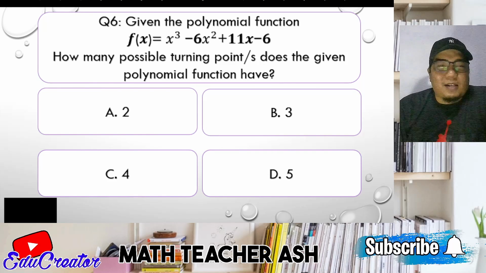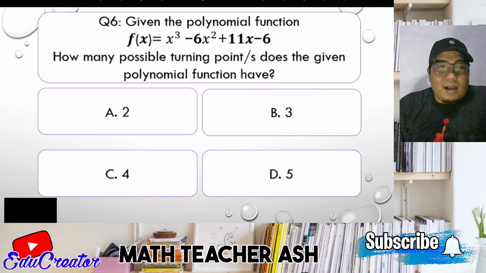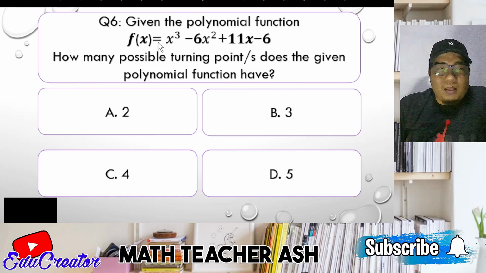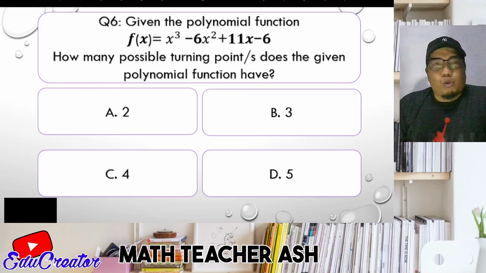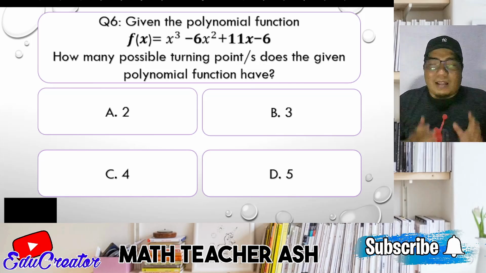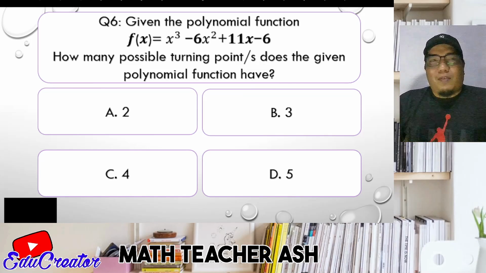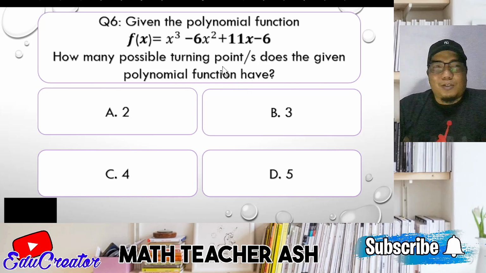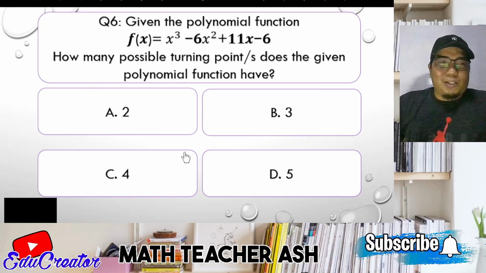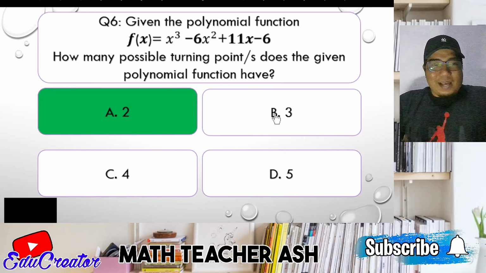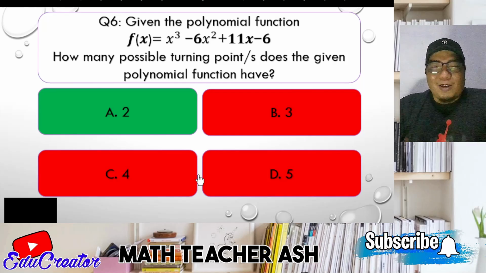Okay, math learners, para sa katanungan ito, napakadali lang. Bakit? Ang gagawin lang natin is to think that the turning point is basically the degree minus 1. That is how you get the maximum turning point of a given function. So, our degree here is 3, tapos turning point minus 1. So, 3 minus 1. So, the answer is 2. Ayun! Napakadali lang, my dear math learners. I hope you got that one.